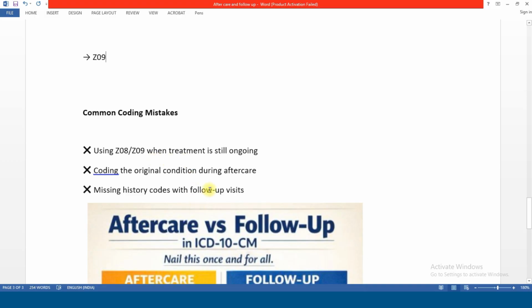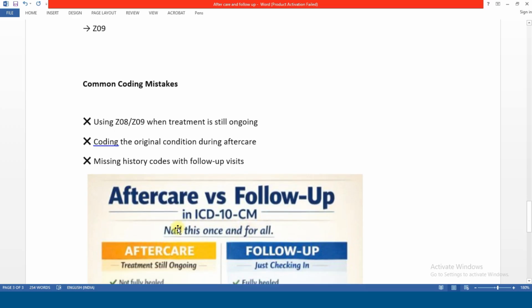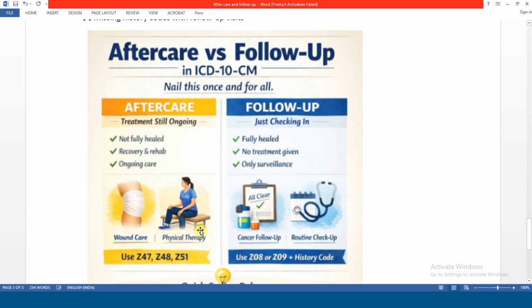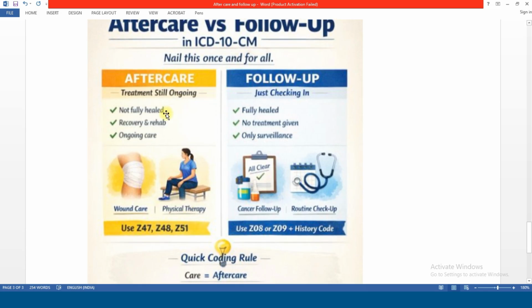Second, coding the original condition during aftercare. Based on guidelines for aftercare, we need to code the complication. We will not code the original condition. Most of the time coders forget to add the history code along with the follow-up visits. That is also one mistake I see during audits. So, aftercare versus follow-up. Aftercare is when treatment is still ongoing, not fully healed, recovery and rehab, ongoing care. Mostly wound care as well as physical therapy.